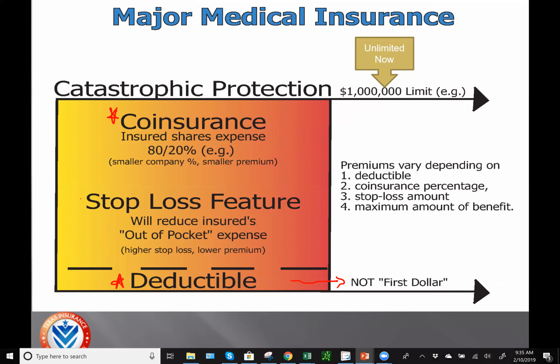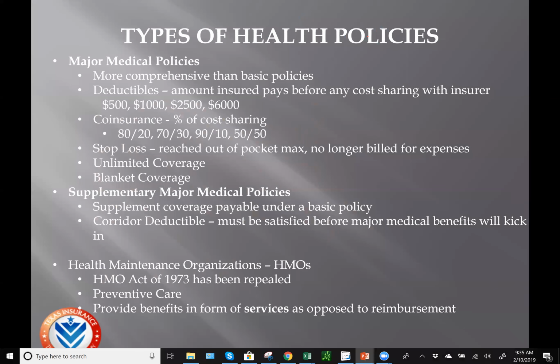Major medical policies have a stop loss feature, which is where you quit paying and the insurance company takes over 100%. And then it used to be they had a maximum benefit of, say, like $1 million or $2 million. Well, one good thing about the Affordable Care Act now is that major medical policies are unlimited on their coverage. So you adjust any one of these things, especially the deductible, the coinsurance, or stop loss, that will affect the premium or the amount of money that you are paying for that policy.